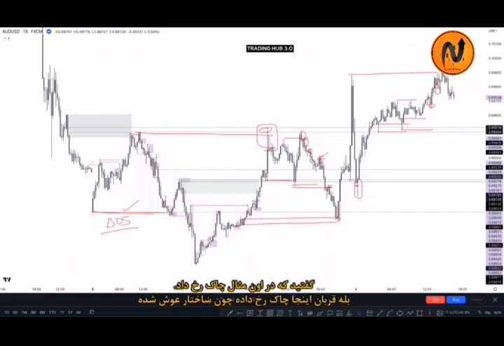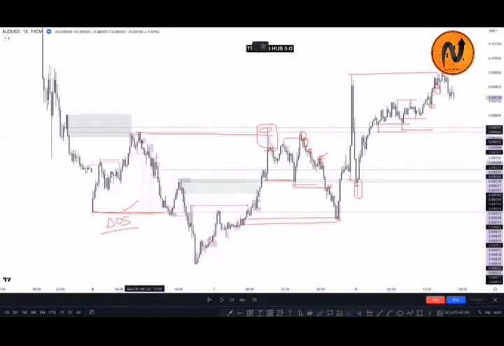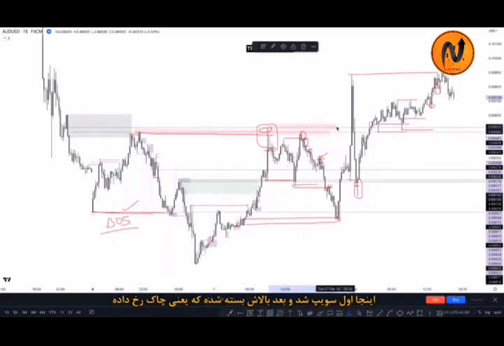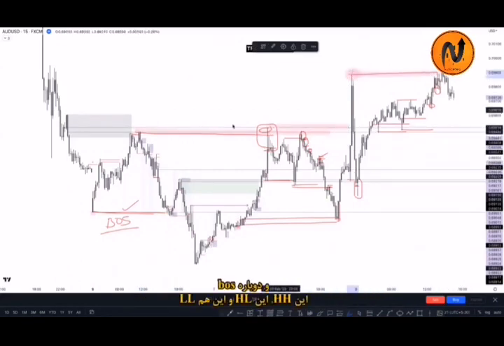Here in this example, choch happened in the last move. Yes, sir. This happened here, a choch, because the structure has been changed. First it swept and then closed above it. This is a choch, and again a pause. This is a higher high. It's a lower high, lower low, like this.